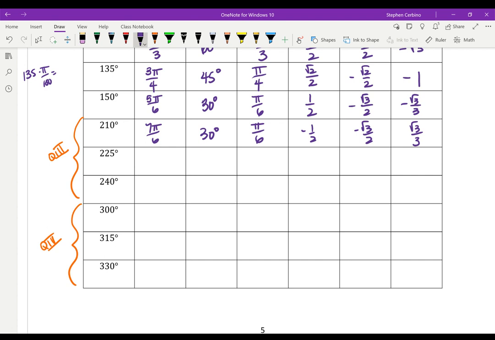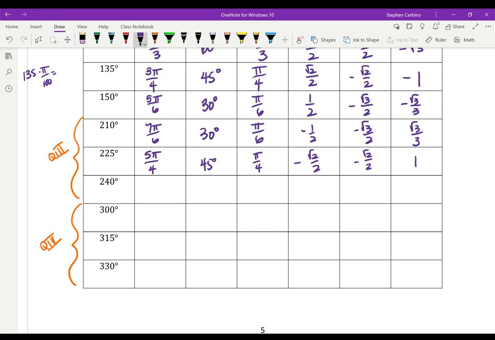225 is a multiple of 45. So we're saying to ourselves, well, how many 45s go into that? Would be 5 of them. So 5 pi over 4, 45 degrees, pi over 4. We know these are going to be square root of 2 over 2s, and both sine and cosine are going to be negative, and tangent's going to be 1 and be positive.